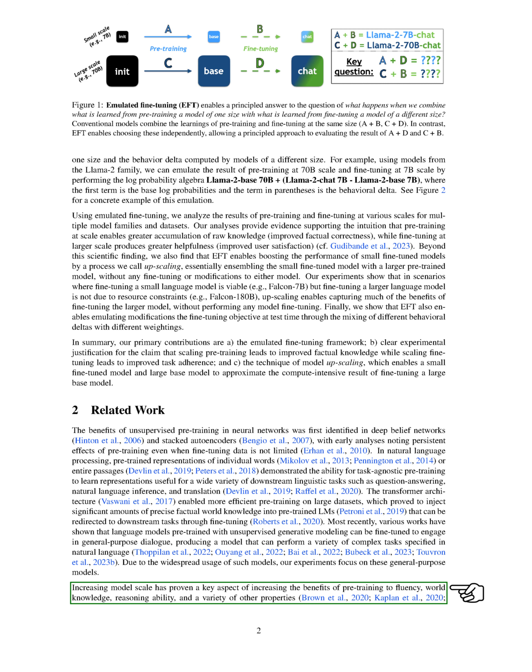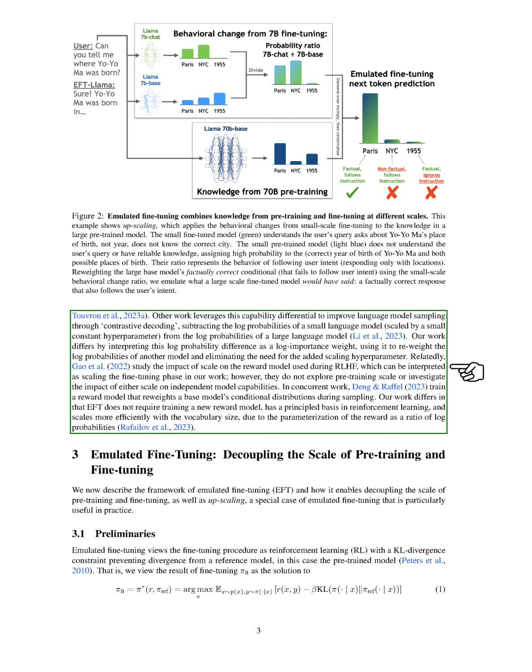Increasing model scale has proven a key aspect of increasing the benefits of pre-training to fluency, world knowledge, reasoning ability, and a variety of other properties. Other work leverages this capability differential to improve language model sampling through contrastive decoding, subtracting the log probabilities of a small language model from the log probabilities of a large language model. Our work differs by interpreting this log probability difference as a log importance weight, using it to re-weight the log probabilities of another model and eliminating the need for the added scaling hyperparameter.